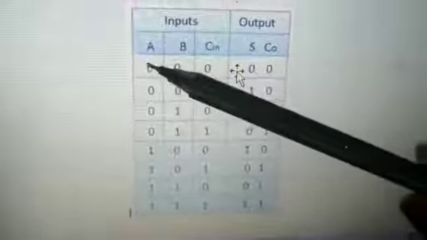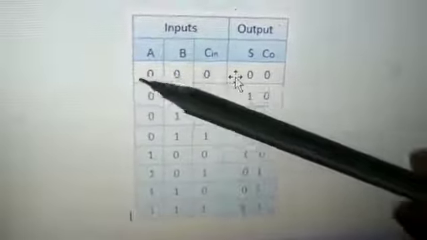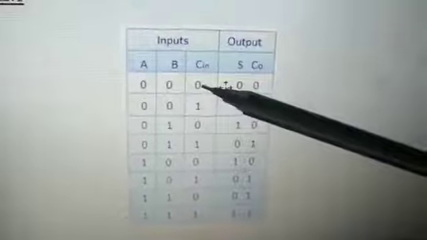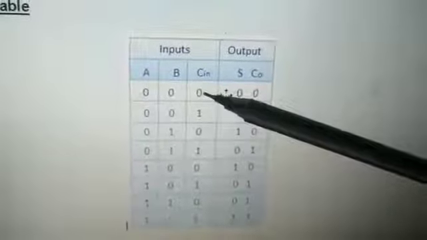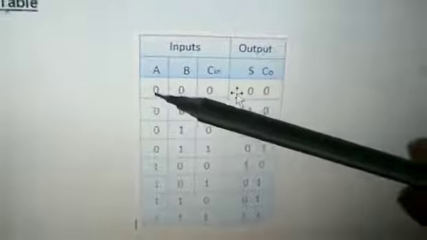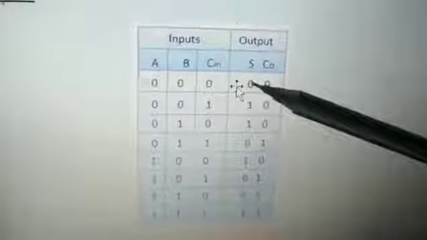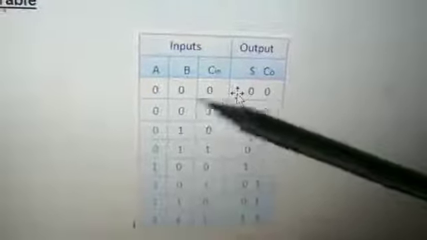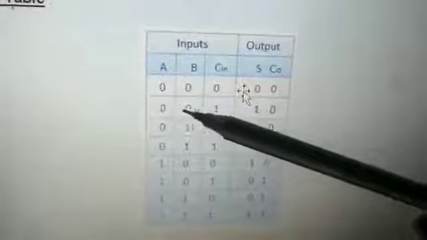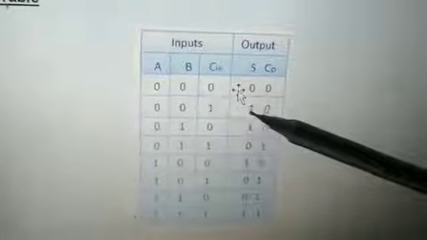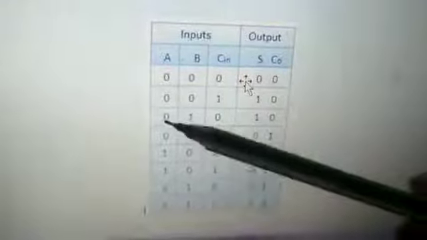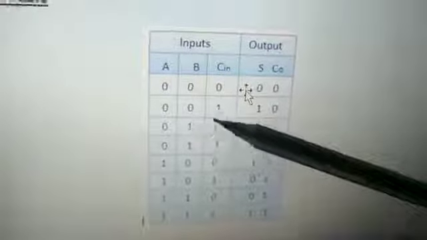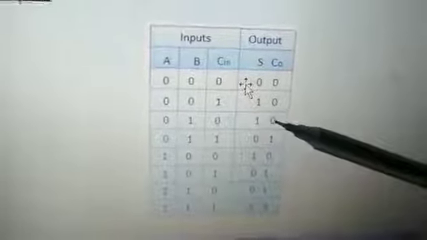Now with the help of the truth table, I will explain this topic. So 0 plus 0, and C in means that when you add the first bit, there is no carry. So 0 plus 0 plus 0, the sum is 0 and the carry is also 0. If carry is there, then 0 plus 0 plus 1, the sum is 1 and carry is 0. 0 plus 1 is 1. 1 plus 0, sum is 1, carry is 0.